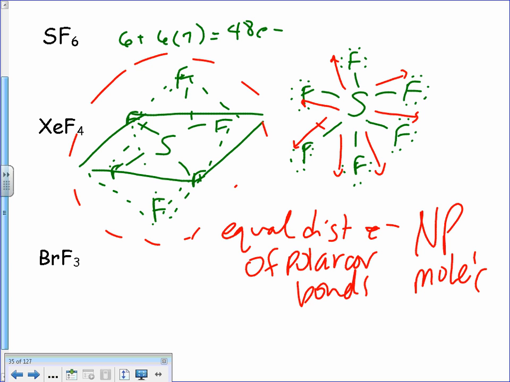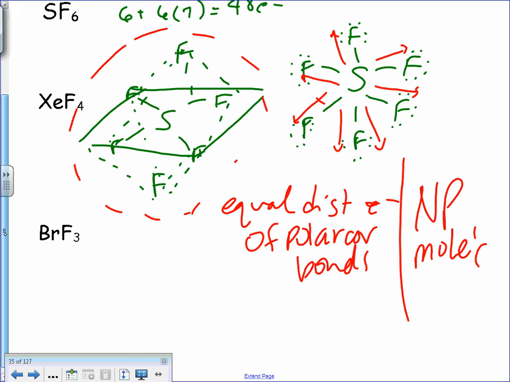And the geometry allows for them to kind of cancel each other out, making the overall molecule nonpolar. So polar covalent bonds can make a nonpolar molecule because of the geometry. That is the main point of this. Okay? And it's an expanded octet, disobeying the octet rule.